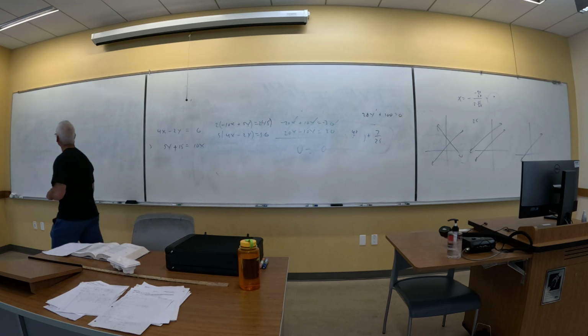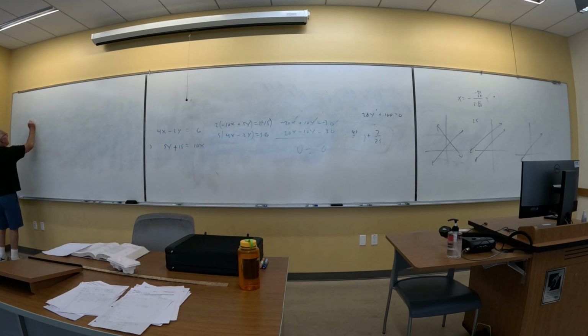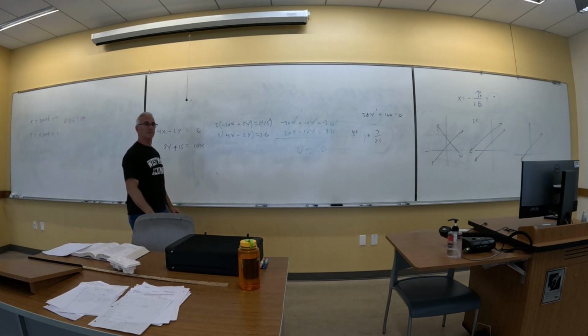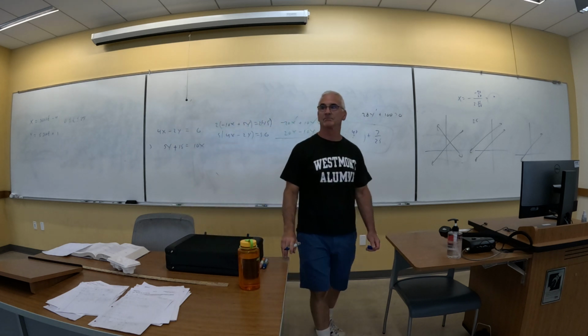Here's a good one. I'm going to tell you that x equals, how about 3 times the cosine of t minus 4, and y equals 5 times the sine of t plus 1. And t ranges from 0 to 2 pi only. So t is not all real numbers.